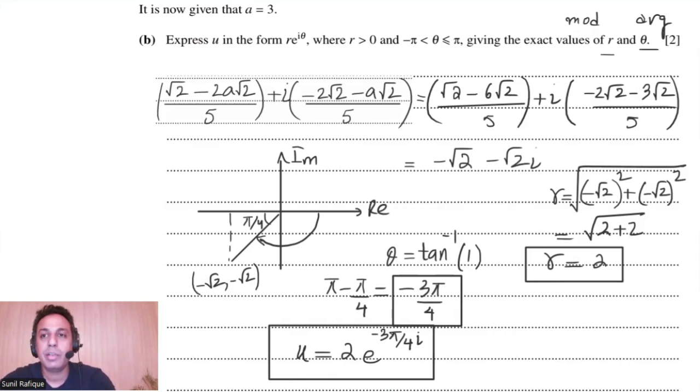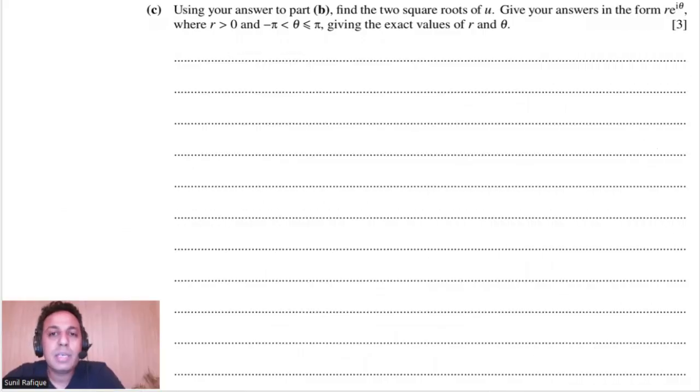Let's look at part 3 now. Part C, using your answer to part B, find the two square roots of u, giving your answer in the form r e iota theta, where r is positive, theta is within minus pi and pi, giving the exact values of r and theta. Well, there is a video where I have explained how to find the square roots, but in the Cartesian way. How do you find square roots in polar, the Euler form or the exponential form?